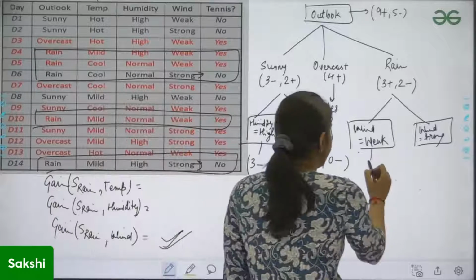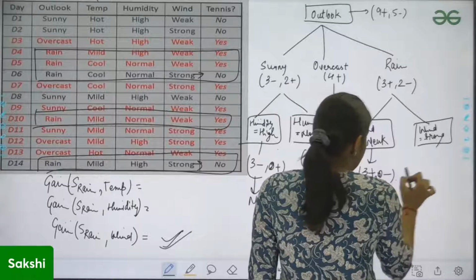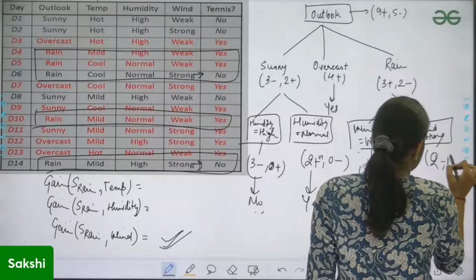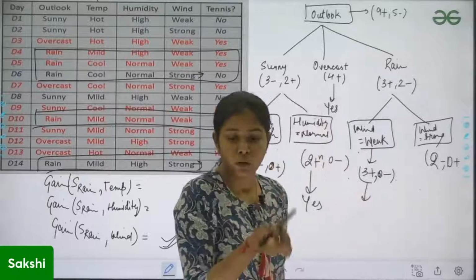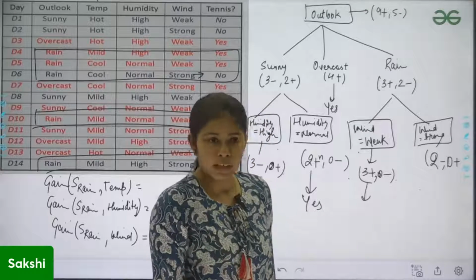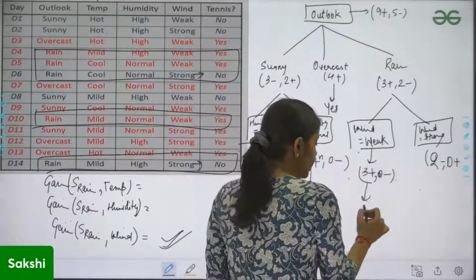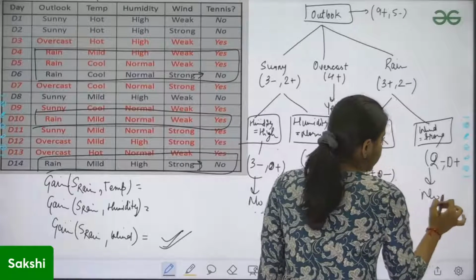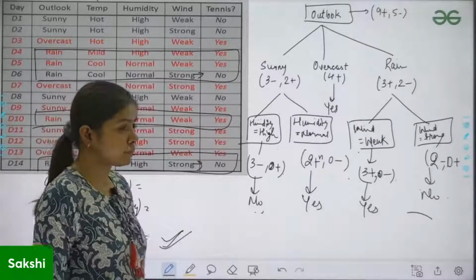So that means weak would give you 3 positive, 0 negative, and here it gives me 2 negative and 0 positive. So that means this would become a pure node, right? Pure node means that we are not going to split it further. There is no need to do that because we got our result: 3 positive. That means we are going to play tennis on this day. Here we are not going to play tennis. So this is a complete decision tree for this table.